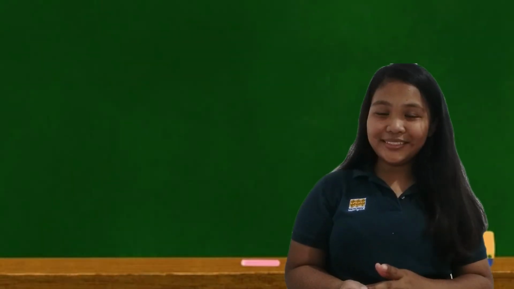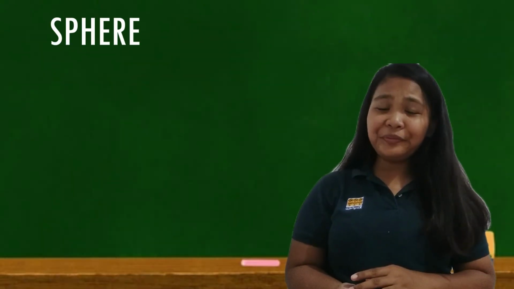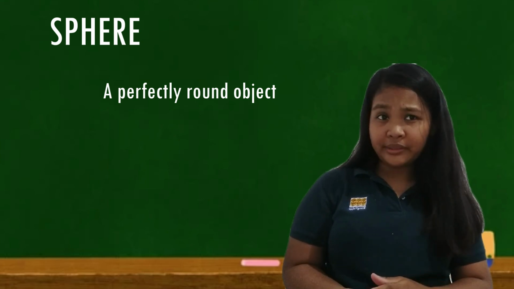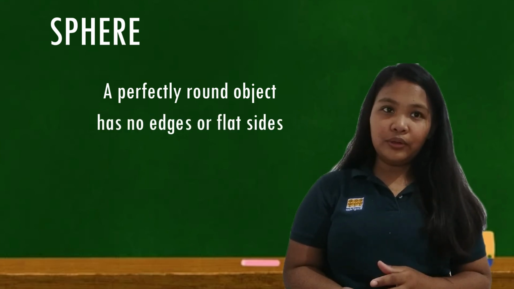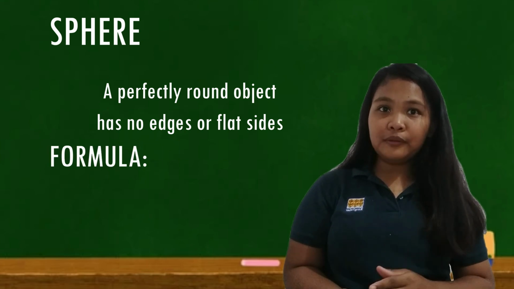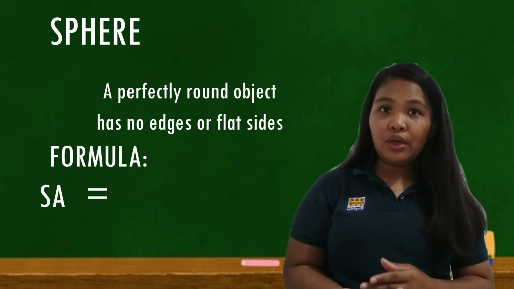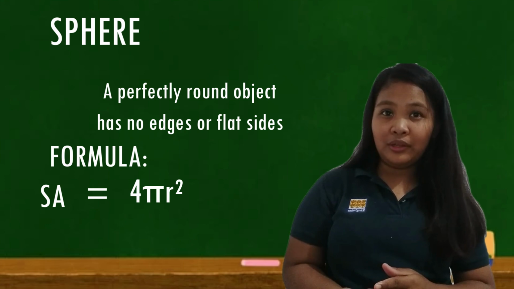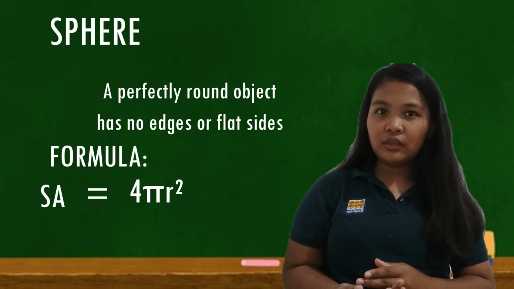The last one is the sphere. A sphere is a perfectly round object, like a basketball. It has no edges or flat sides. The formula for surface area is simply 4 pi r squared, where r is the radius.